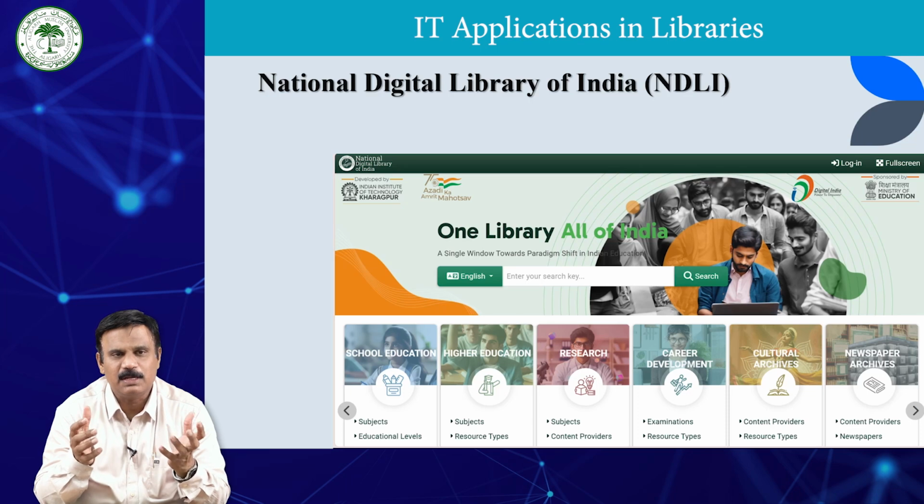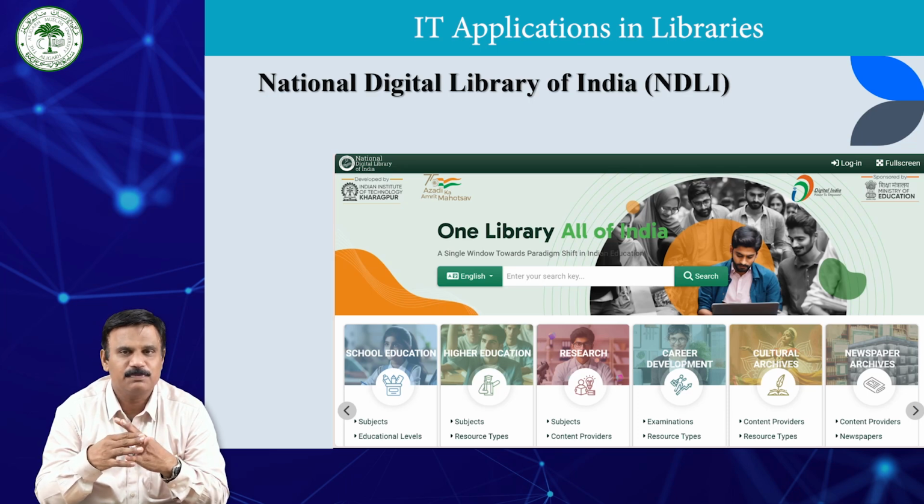The next one is the National Digital Library of India. The National Digital Library of India, NDLI, plays a significant role in research data management by providing a centralized platform for accessing a vast array of academic resources, including research data, publications, and educational materials.